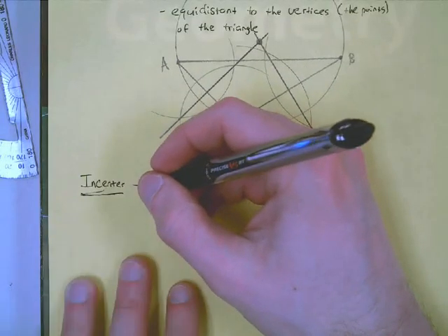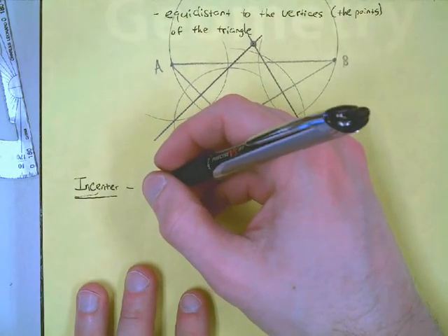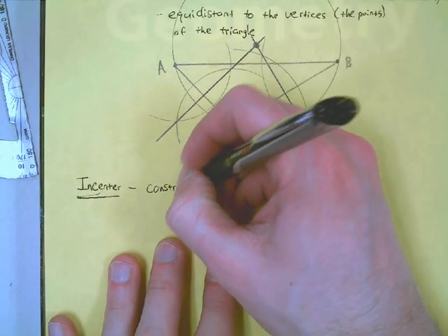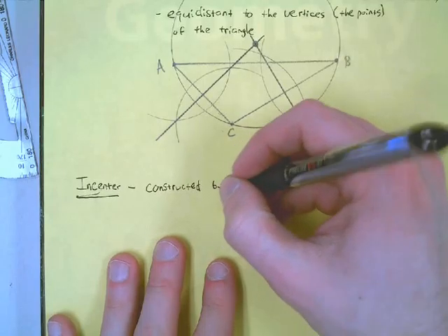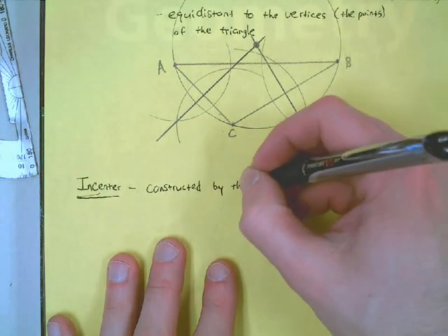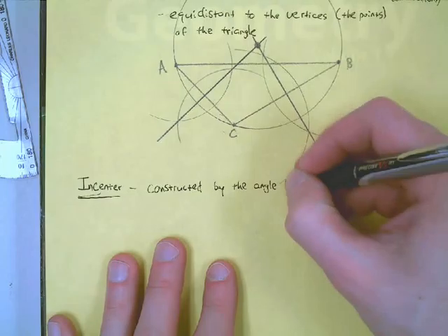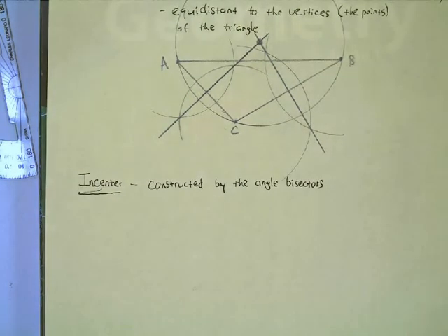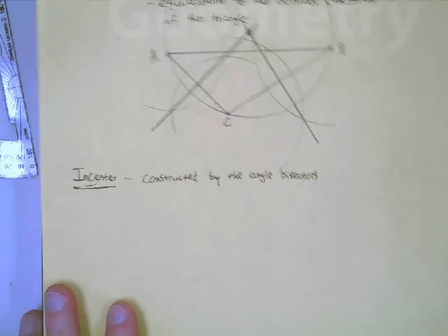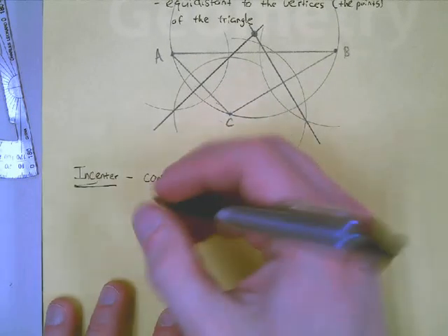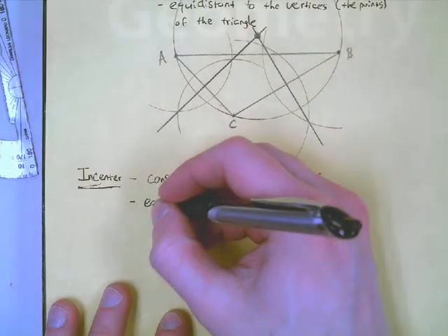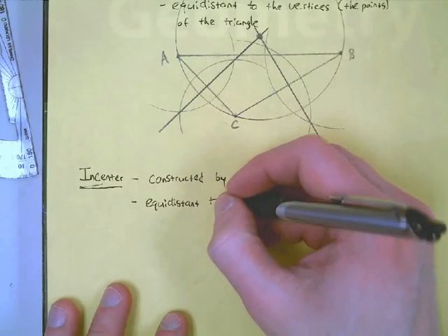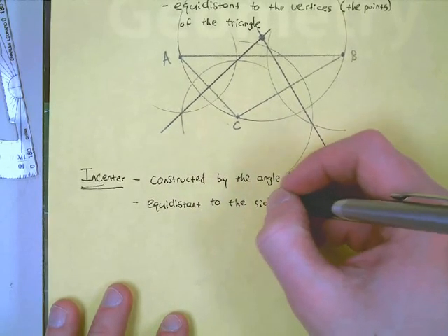We did not do the incenter yesterday, no. We're going to do it today, though. So it's constructed by the angle bisectors. Okay, so the incenter is constructed by the angle bisectors of the triangle. And again, like we talked about, it's equidistant to the sides of the triangle.